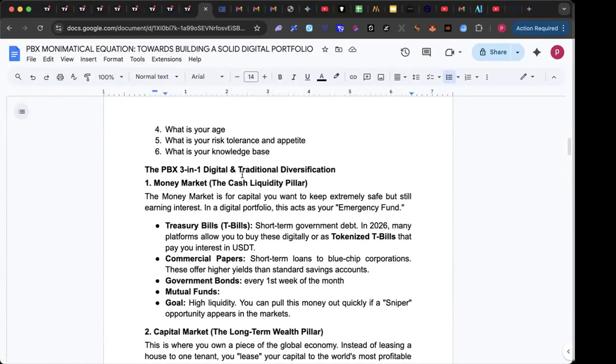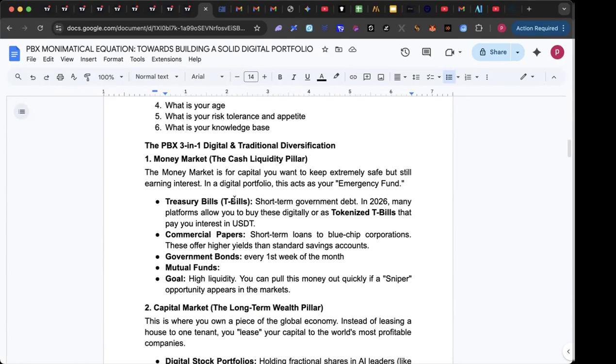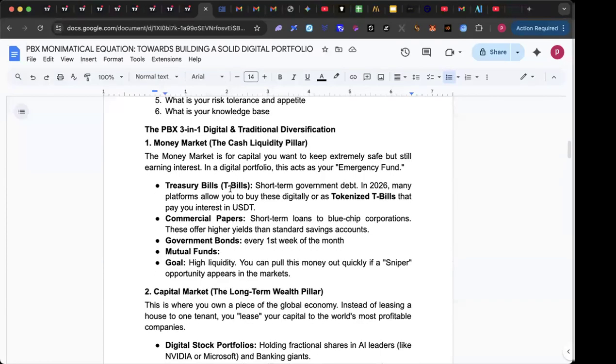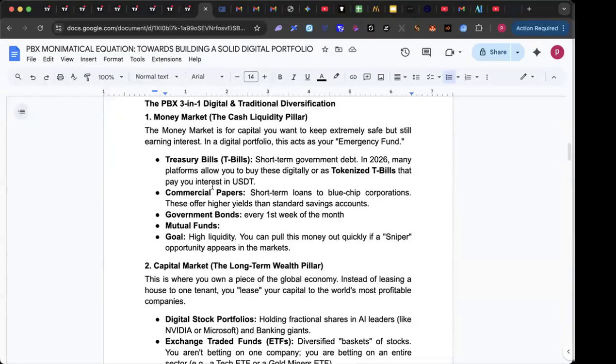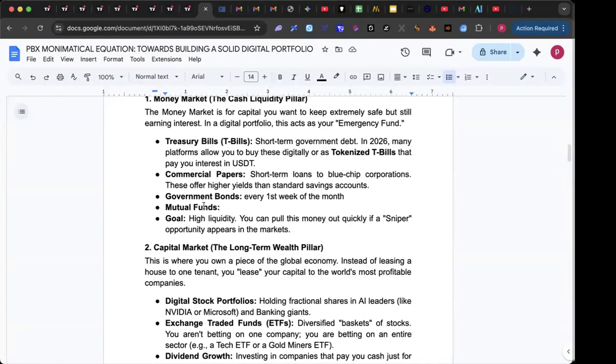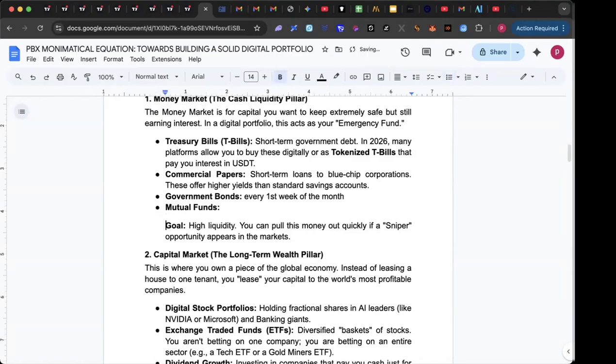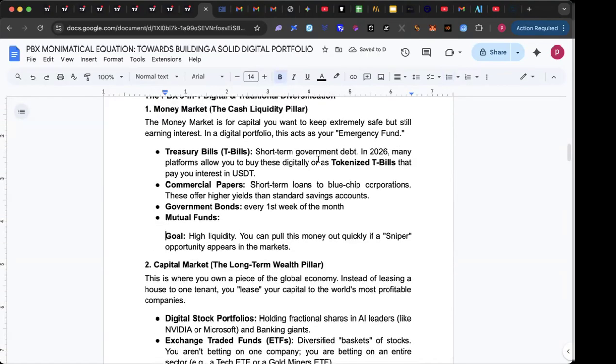All right. So the first is the money market. What to know about the money market is that it's not the usual thing. The money market is for capital you want to keep extremely safe but still earning interest in a digital portfolio. This acts as your emergency fund. For example, treasury bills, commercial papers, government bonds, mutual funds, and all the like. Do you get that? Now, the point is this. All of this, treasury bills, commercial papers, government bonds, and all of that. Let me use a case study of Nigeria. Please be careful on this.